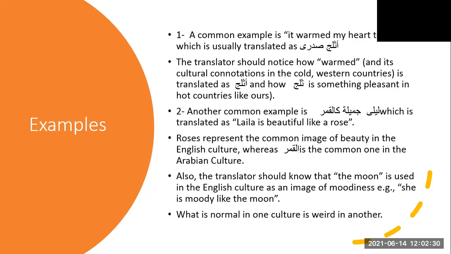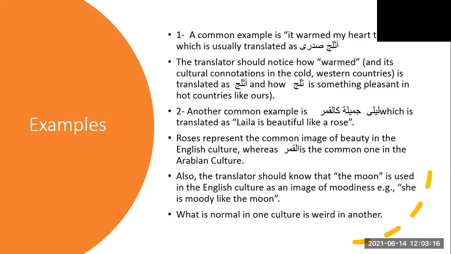Now, notice how warmed is used in English because of, طبعا, the cold weather there. And in Arabic, it is أثلج, because this is something that is pleasant in our very hot country. See, so that's the point. I wouldn't understand when you say أدفأ صدري or أدفأ قلبي. But when you say أثلج صدري, this I understand. So it gives the same meaning, but what we did here is cultural substitution.